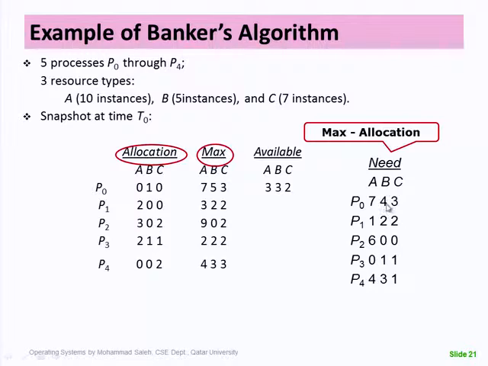Now you can see that need is basically the difference between max and allocation. So it's max minus allocation. For that, we can see that process P0 is using 1 resource of type B, and the need will be this vector minus this vector. Therefore, it is 7, 4, 3. Okay? The same for the rest.